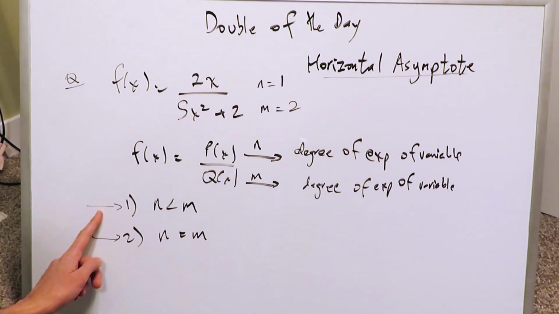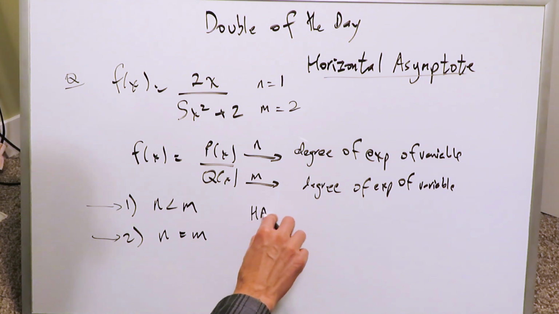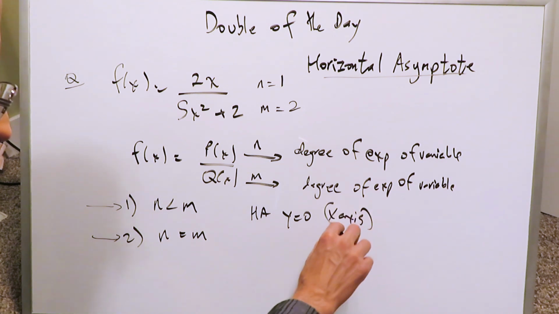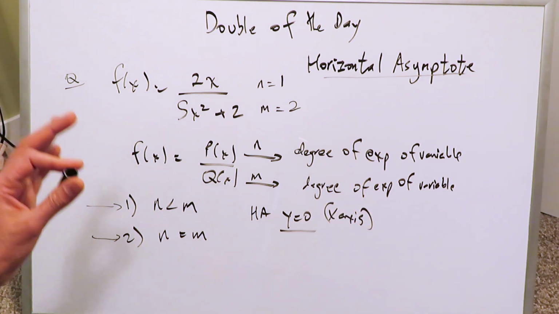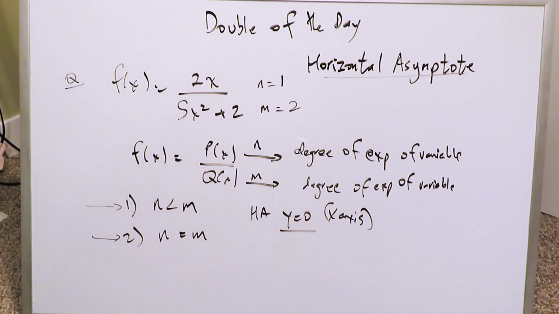Which case do we fall under? We fall right here under n is less than m. Whenever n is less than m, your horizontal asymptote is always y is equal to 0, which is your x-axis. That's just how it is. If you see a case where n is less than m, you don't have to do any computations. This right here is your horizontal asymptote.